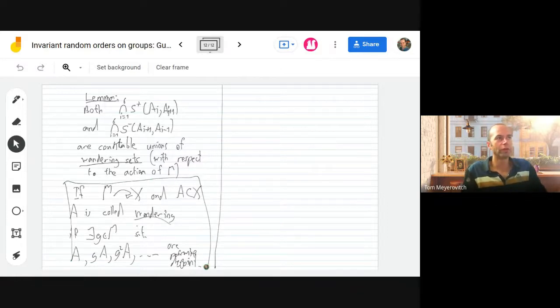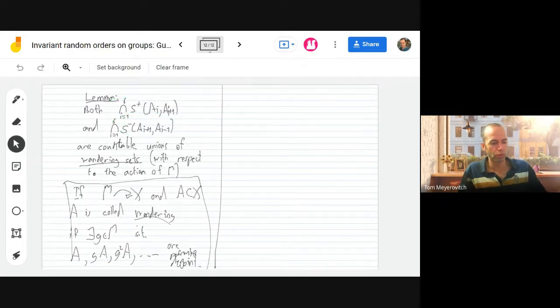Now, if you have a wandering set, then with respect to any invariant probability measure, it must have measure 0. The reason is that if the measure is invariant, all these must have equal measure, but they have to sum up to less than or equal to 1. If there was something positive, then they would sum up to infinity. So a wandering set has measure 0 with respect to any invariant probability measure. A countable union of wandering sets also has measure 0 with respect to any invariant probability measure. We show that this and this are countable unions of wandering sets.